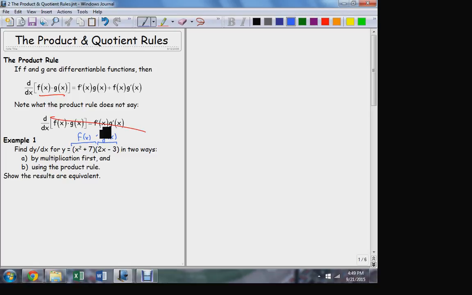So what do I get if I fold this out? The first term's x squared times 2x. Outside terms, x squared times negative 3. Inside terms, 7 times 2x. And the last term, 7 times negative 3. So there. All I did was fold that out. Now, I don't need a product rule. I've got four terms. I can do the derivative term by term.